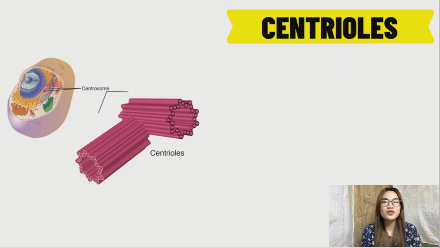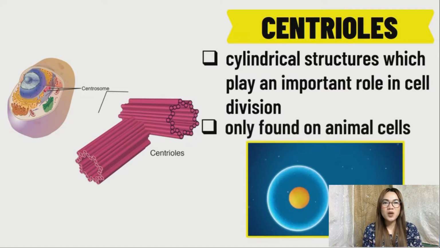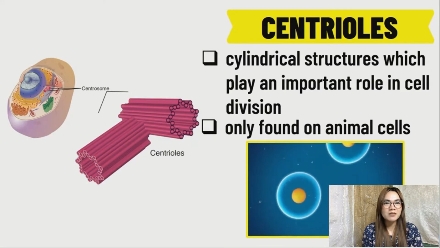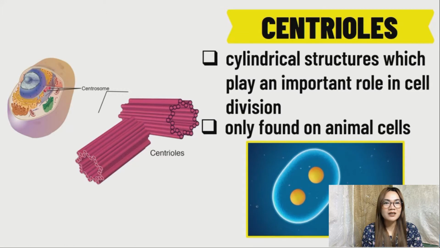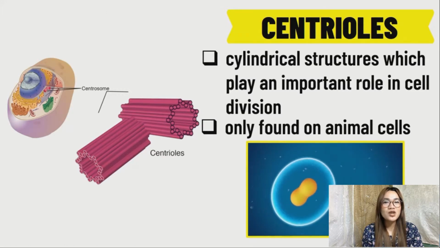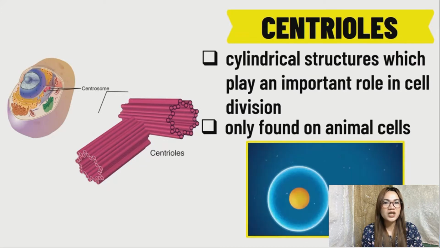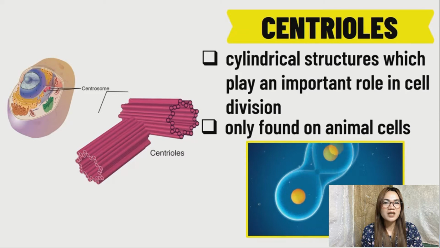Next are centrioles. Centrioles are cylindrical structures which play an important role in cell division. This structure can only be found in animal cell. Cell division is important in animal cell because it enables the organisms to reproduce new cells needed for the reproduction of new organisms, growth, and maintenance.